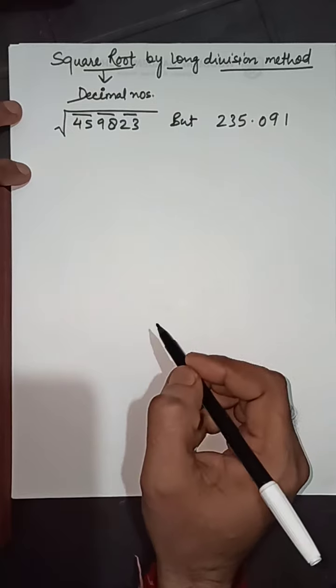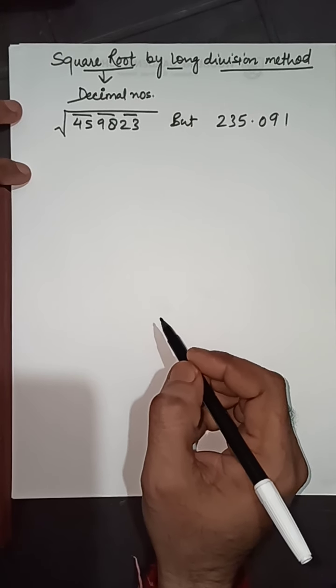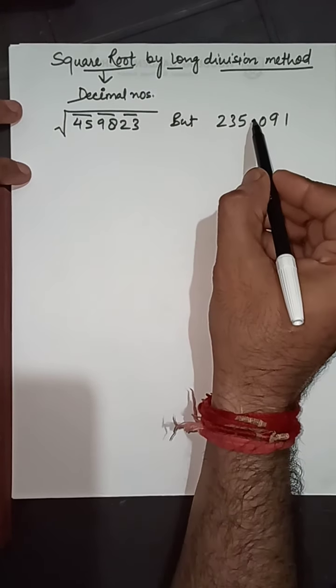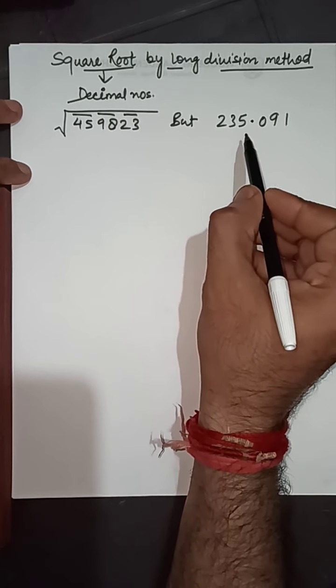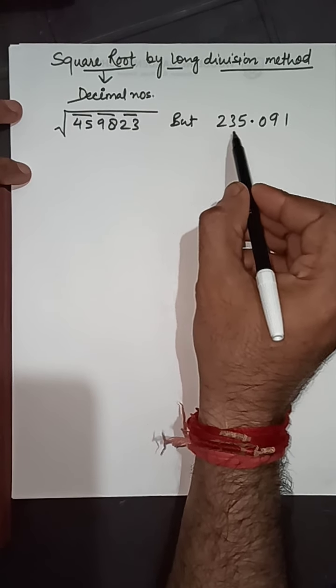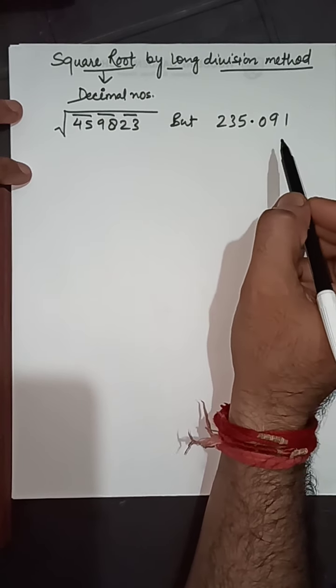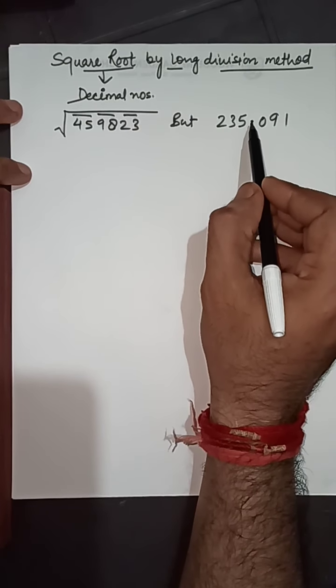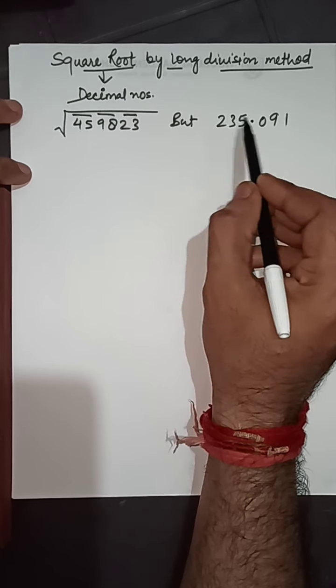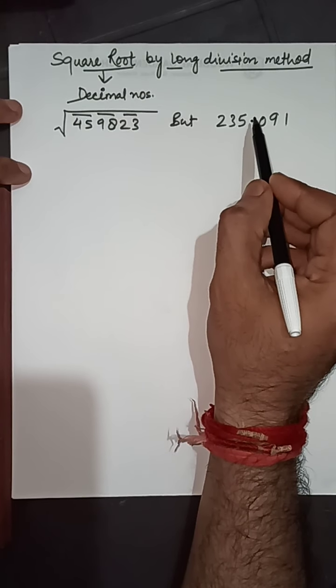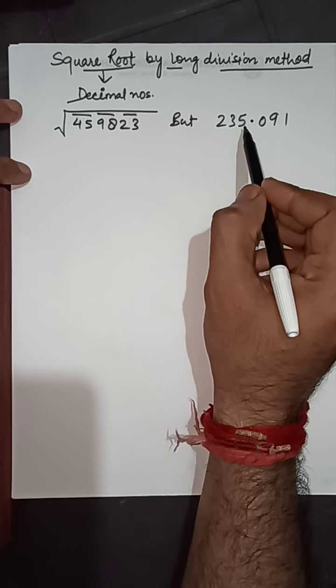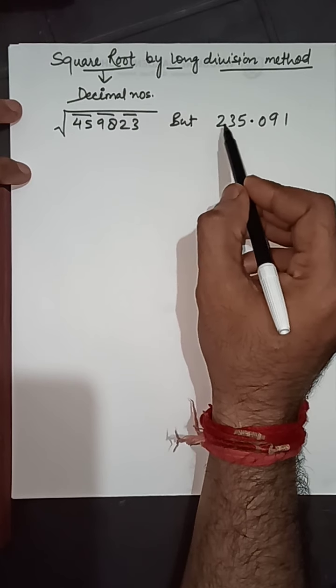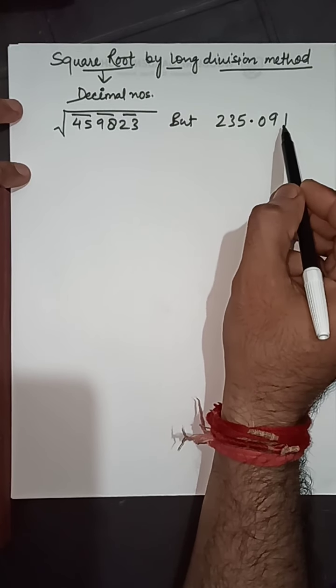But in the case of a decimal number, supposedly 235.091, this number is given and we have to find the square root. A decimal number has a whole number part before the decimal and a decimal part after the decimal. So we make the pairs of two digits; we make the periods separately for the whole number part and separately for the decimal part.